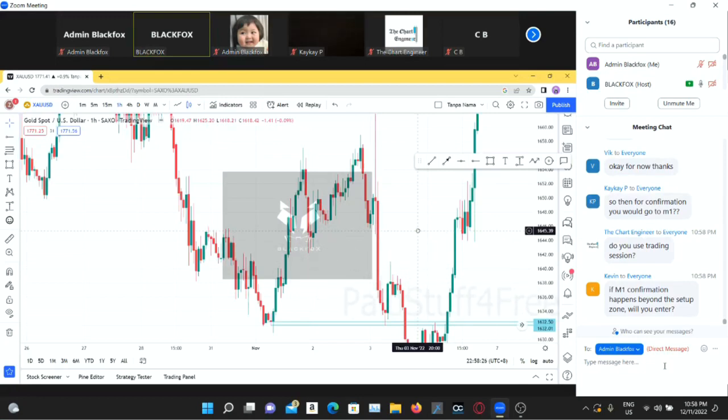A student asks: if the M1 confirmation happens beyond the setup zone, do you take the entry? I will not enter. If M1 confirmation happens beyond the setup zone, I will not enter.